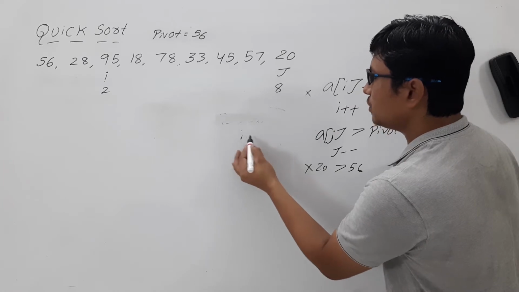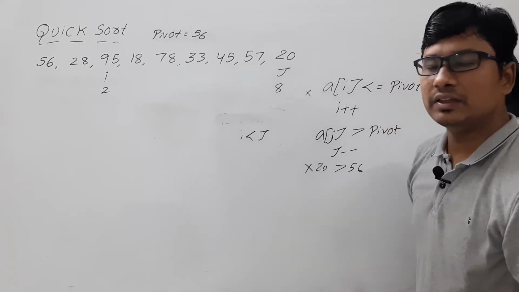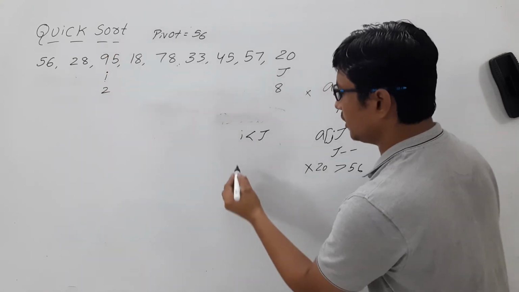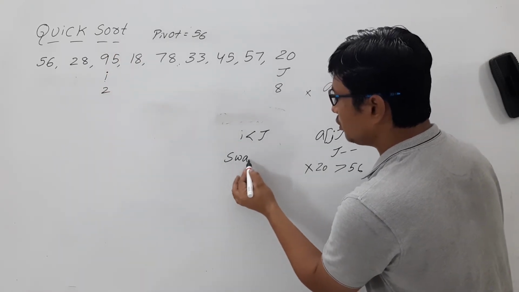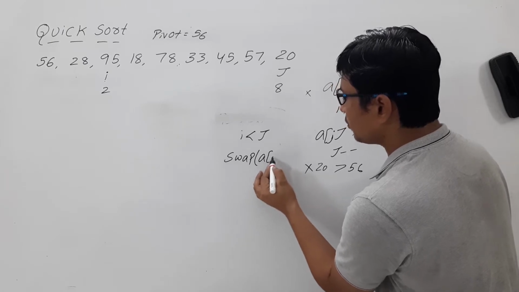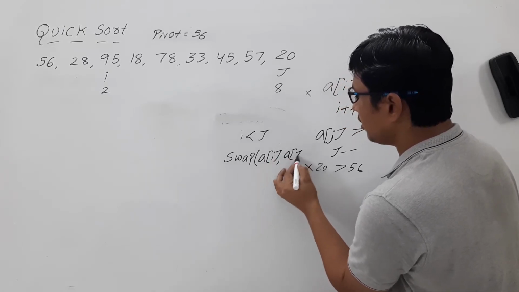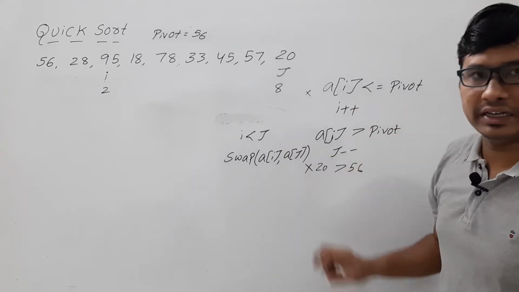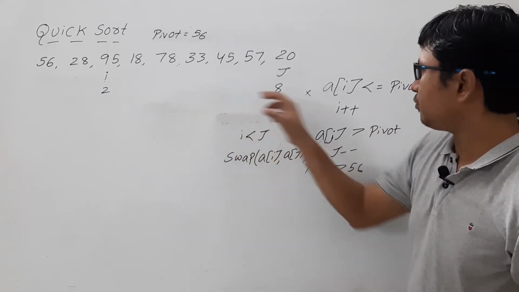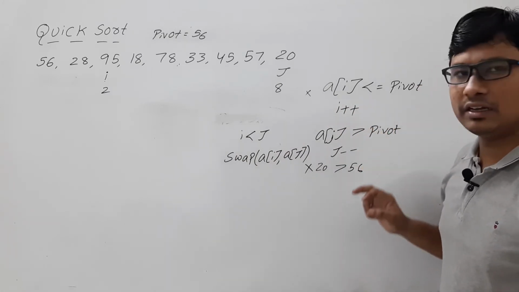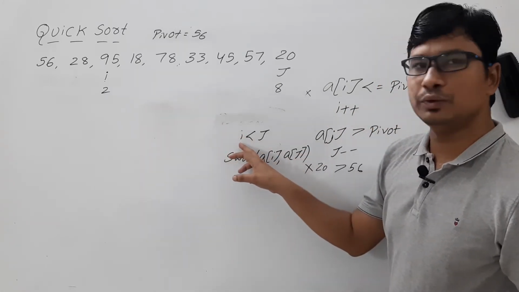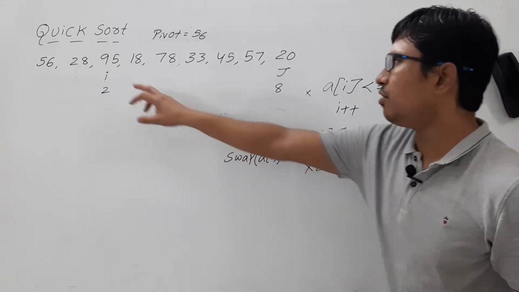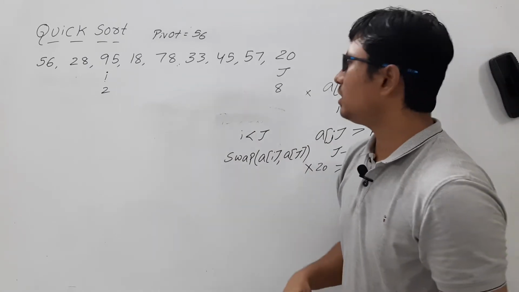If the I value is less than j, then you will swap the elements in A of I and A of j. Please remember it. You need to remember these 3 points. After performing the increment of I and the decrement of j, if the I value is less than j, then you need to swap A of I and A of j. So let me swap them.